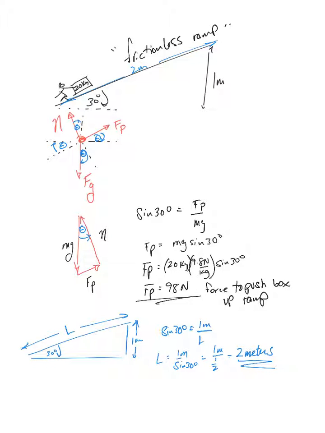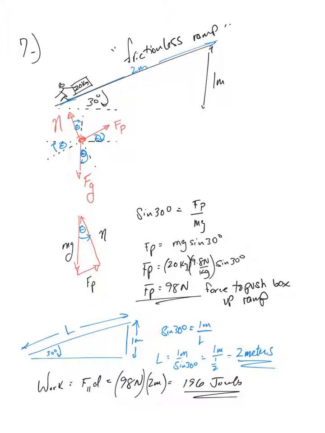So now we could find the work done. So the work done on the box while pushing it up the ramp is going to be the force applied that's parallel to the distance it moves, right? So that's going to be 98 newtons applied over a 2 meter distance. Whoa, wait a second. This is the same thing we got in the previous problem. So this is number 7. The previous problem, number 6, we just lifted the box, and you can see that the same work was required.